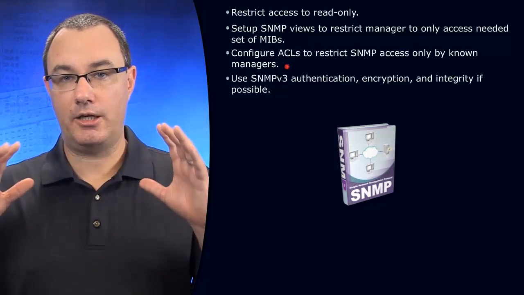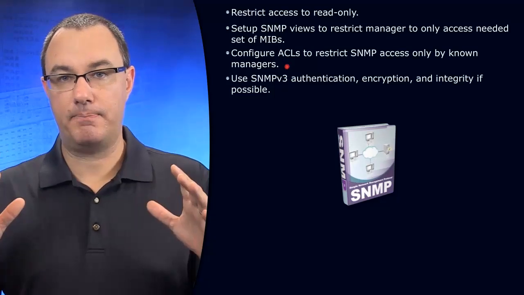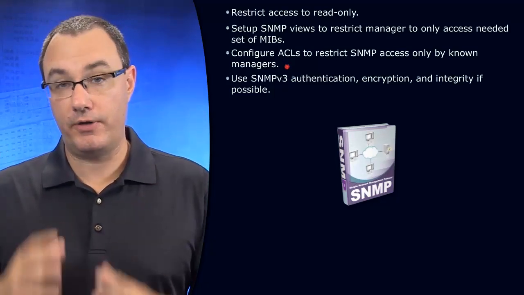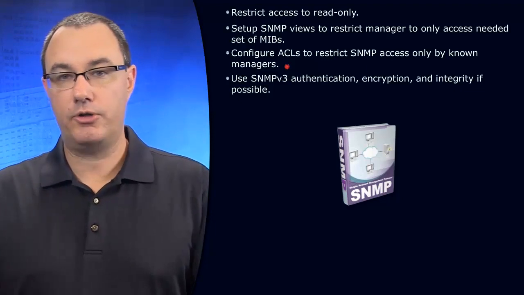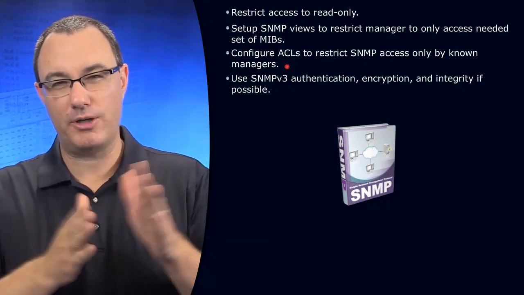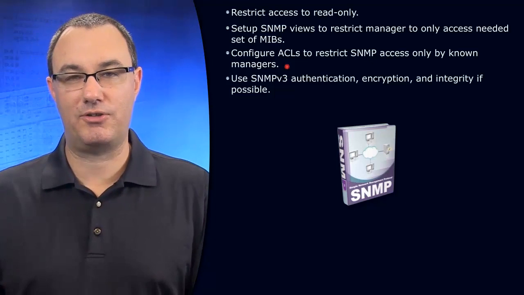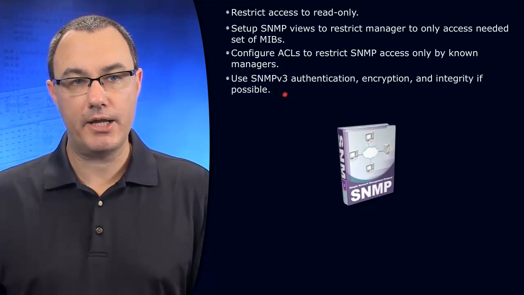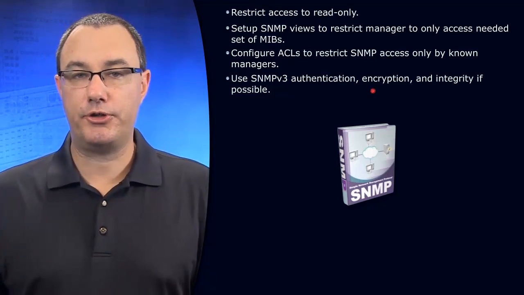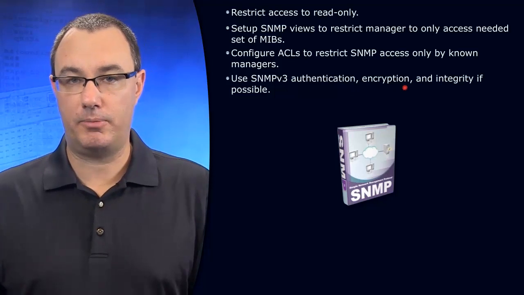Then constrain what devices can communicate with an access list. That's very effective. And yes, you can spoof IP addresses, but having bidirectional communication with spoofed IP addresses is not the norm. And then use the secure options that are available.